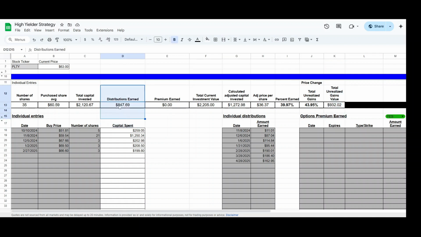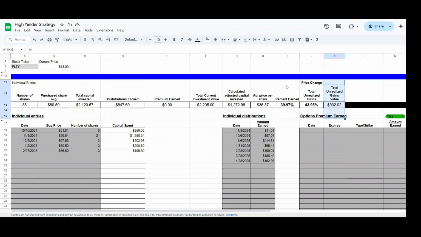Reason being is because I get to keep all my distributions, plus I have a price appreciation from the $60.59 to $63 of the current price times the number of shares I have. So as you can see, my distributions plus my price appreciation calculates over here for me to $932. And that is if I was to sell my shares. But I'm not selling my shares. So therefore, this is just a good number to see for me.